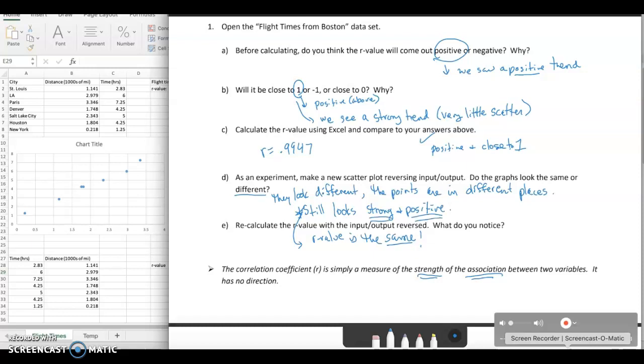The strength and the association does not have a direction to it as far as input and output goes. So even though the points themselves move around, the equation that you get between the x and the y variables, if you switch x and y, you're going to get a new equation, but how strongly those two variables are related to each other and in what direction they are related to each other doesn't change if you reverse the input and the output. So that's a very interesting feature about this R value.